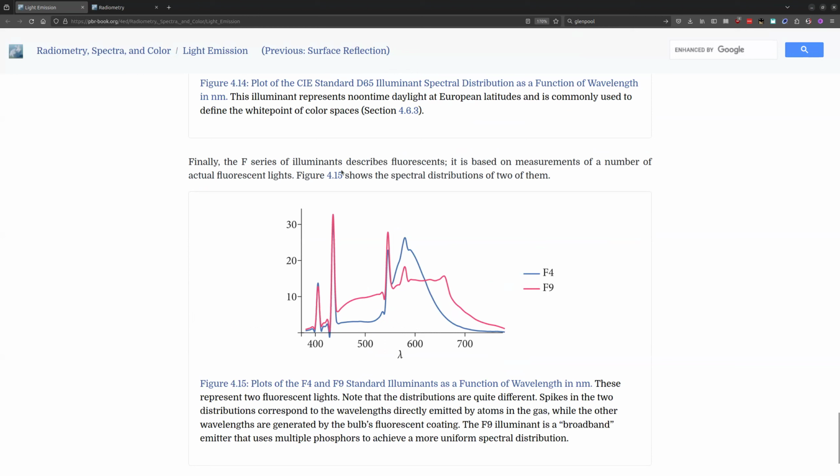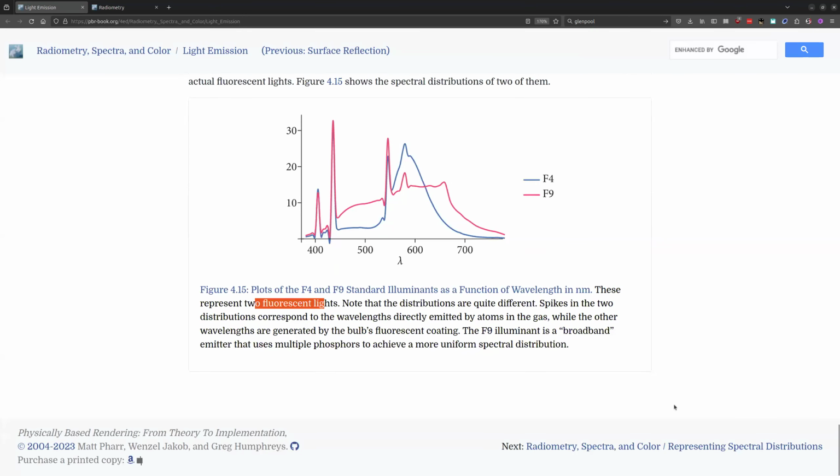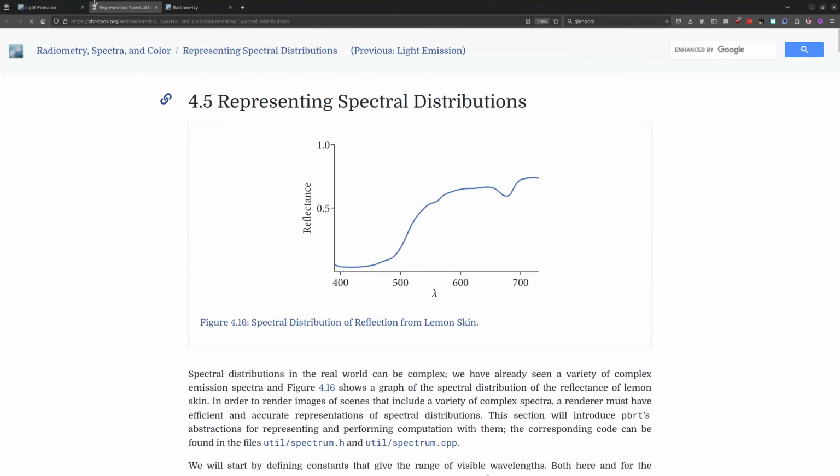Fluorescence. Oh, yeah, I guess they did have fluorescent lights in the 1930s. Whoa, that's some spiky fluorescing. Okay, do we want to go to the next chapter, or are we good for now? I think we are good for now.